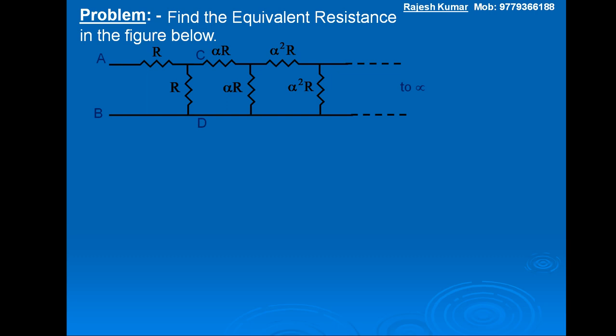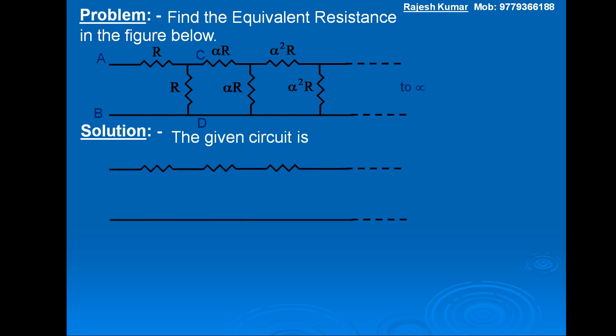Let these be 2 points C and D after the first element of two resistances R and R. Now the solution is, the given circuit is as shown in the diagram. First element, two resistances R and R. Next element, multiply the previous resistance by alpha, it becomes alpha R and alpha R. Then again multiply by alpha, it becomes alpha square R and alpha square R, and so on up to infinity.